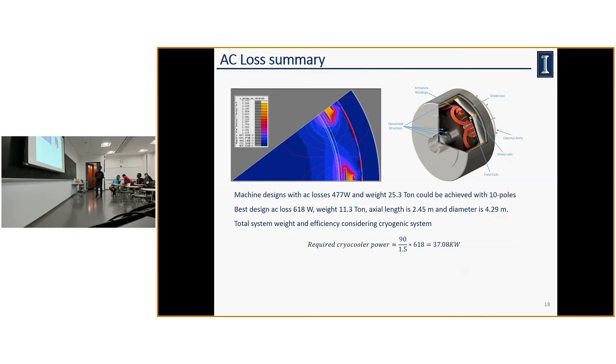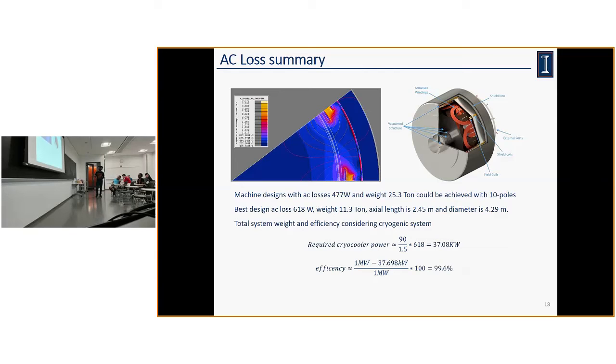Here I calculated how much cryogenic power I require. For example, even though the loss is 618 watt, to remove this 618 watt we need to put more power into the cryogenic system, because we need to remove this power at 20 Kelvin. So the power we need to put into the cryogenic system is 37 kilowatt to remove 618 watt. That's why we want to minimize the losses in the machine.